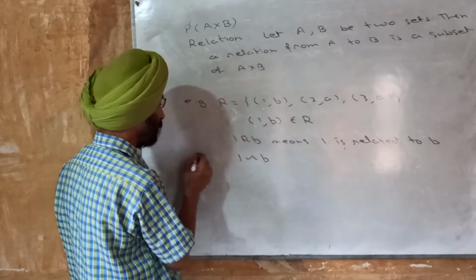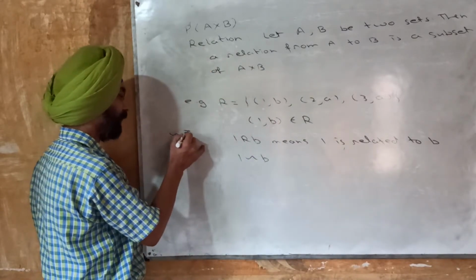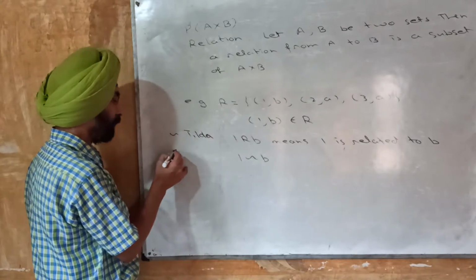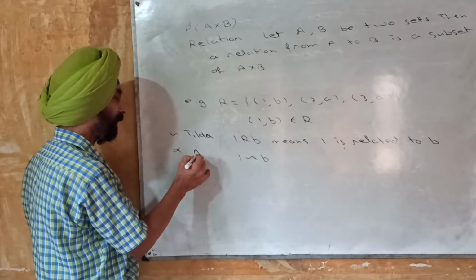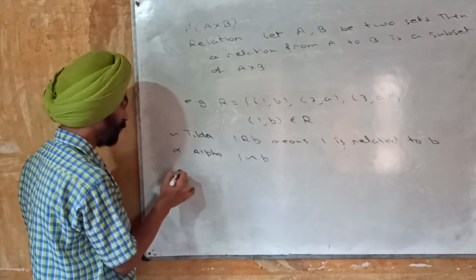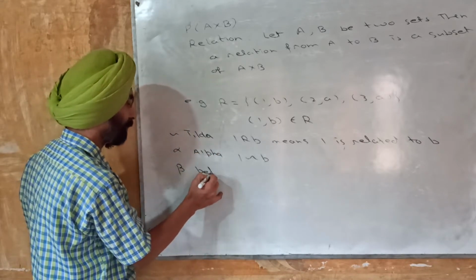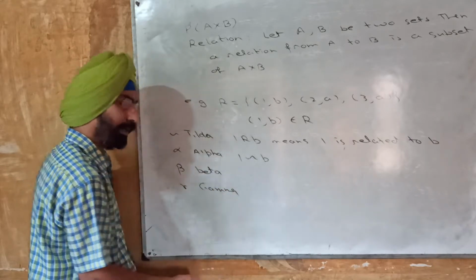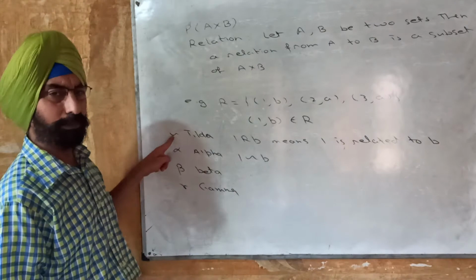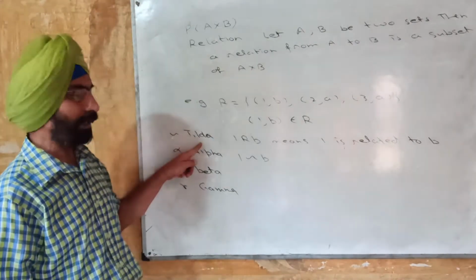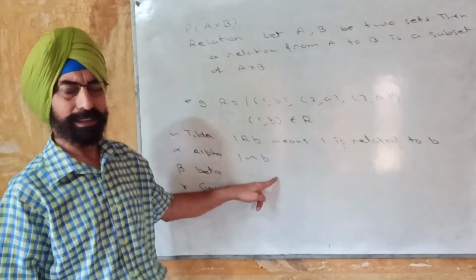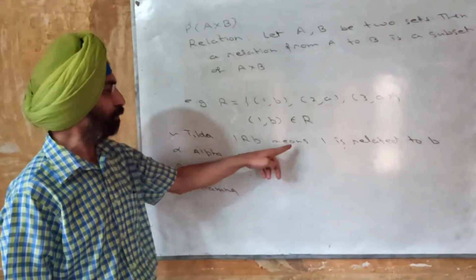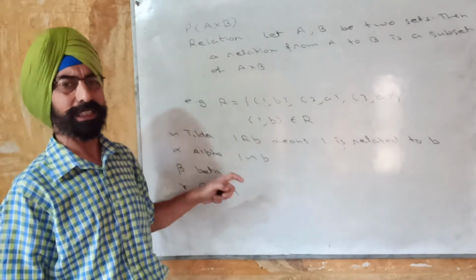This symbol we call tilde. Tilde is the name of this symbol. Normally, this is your alpha, this is your beta, this is your gamma, and so on. Similarly, this is also a symbol, and its name is tilde. So we write 1 tilde B. 1 tilde B again means that 1 is related to B under some particular relation that is given to us.